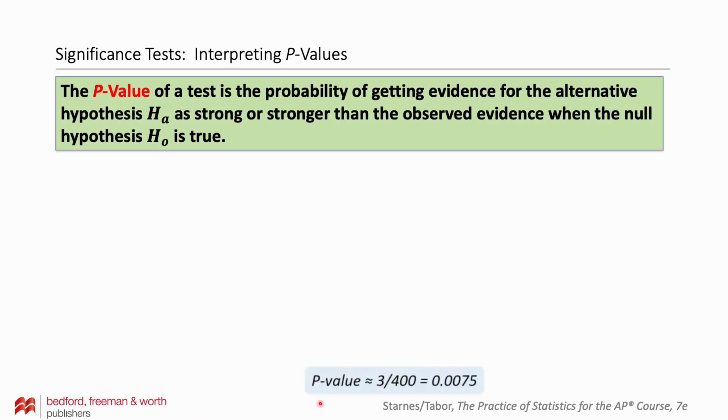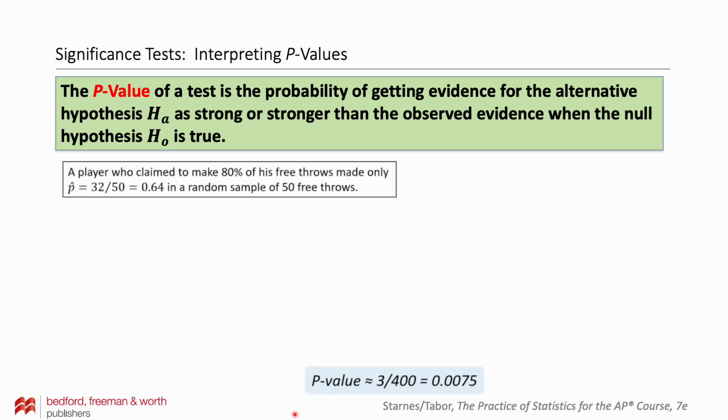We are now going to talk about capital P value, not to confuse it with lowercase p proportion or p-hat. This is different. The capital P refers to the probability. So the p-value of a test is the probability of getting evidence for the alternative hypothesis as strong or stronger than the observed evidence when the null hypothesis is true. Now this seems a little confusing, but once we start using the p-value, it will start making a little more sense. Let's look at a problem here, going back to the free throw shooter.